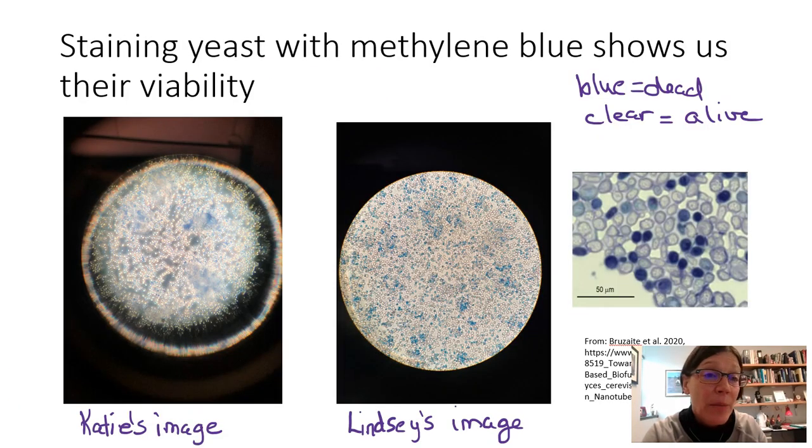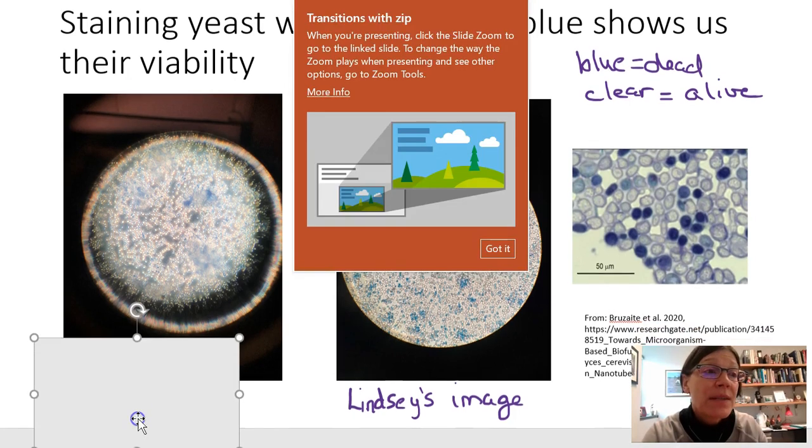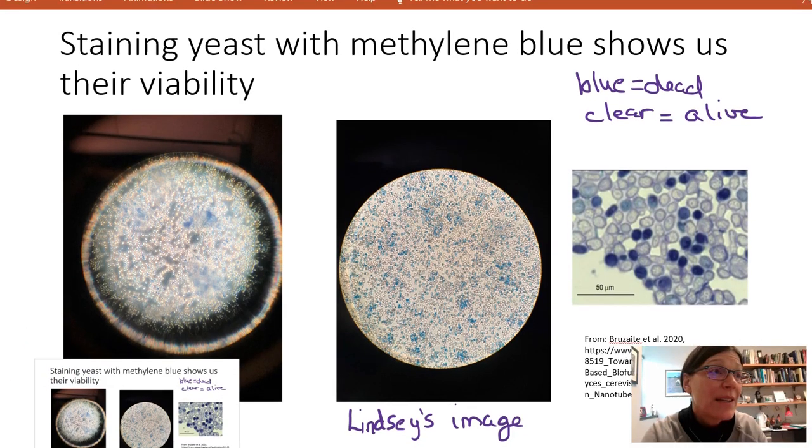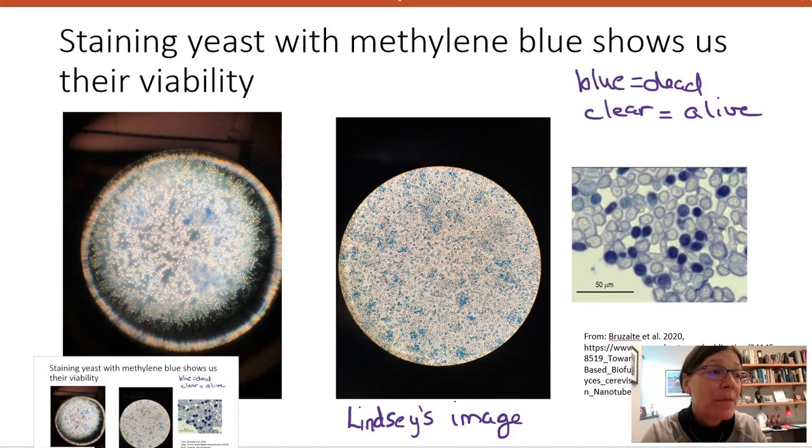In the brewing industry, you wouldn't want to set up a batch of beer making with dead yeast. So it's very common to take a look through the microscope and stain the yeast that you have, to see if they show up as blue or colorless. So this is a picture that Katie shared from lab, and you can see there's some blue cells and there's some colorless cells. The blue ones are dead, the clear ones are alive. And the same is true for Lindsay's image shown here.